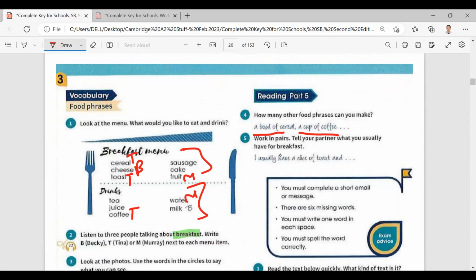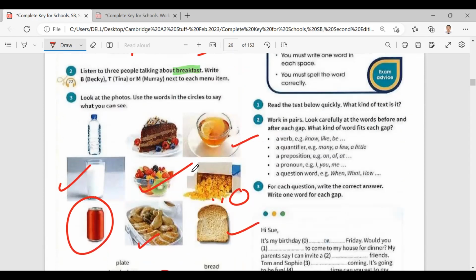So now listen again and please focus on the phrases, the food phrases. Okay. Ready? Yes. Now listen.